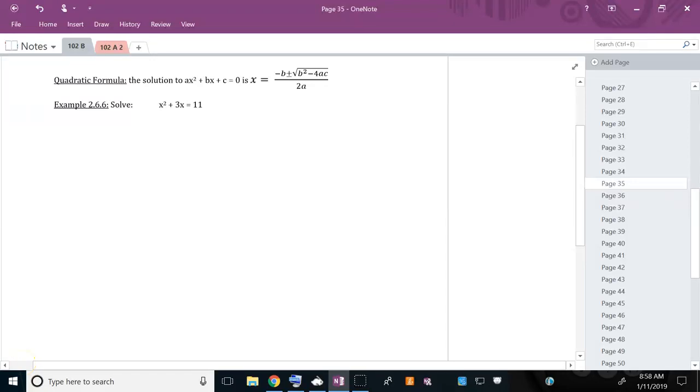Math 102, example 2.6.6. So we've seen two ways to solve quadratics. We've seen factoring, and we've seen the square root property. Unfortunately, they both have limitations. Some things can't factor, or some things are just difficult to factor. And again, the square root property I can only use if I have something squared equals a number.